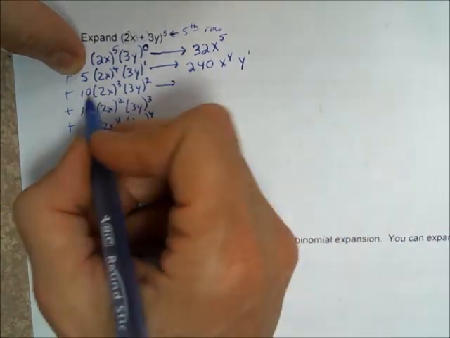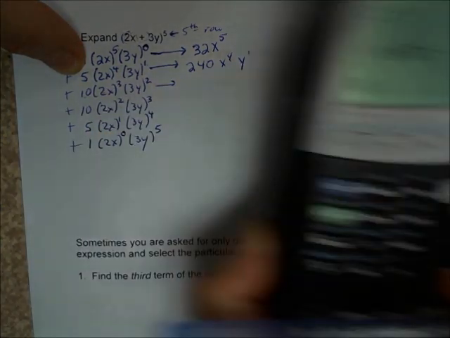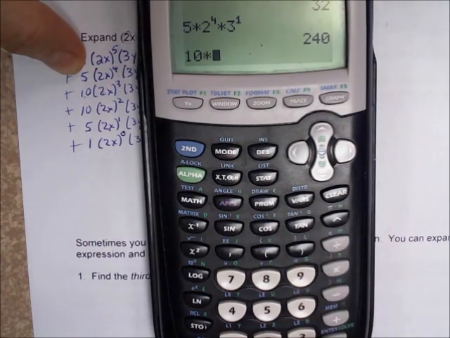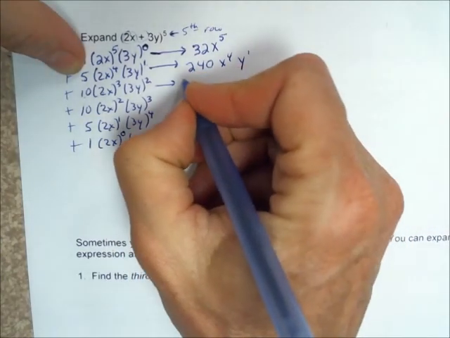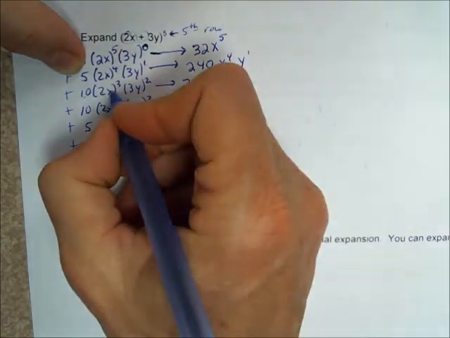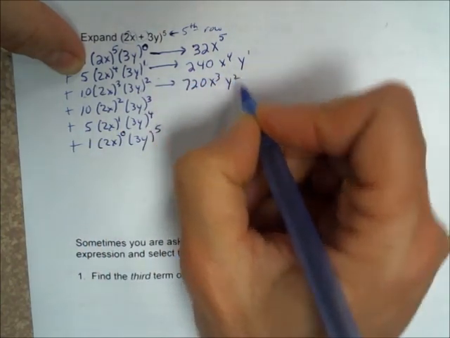The next term is 10 times 2 to the 3rd times 3 to the 2nd. So 10 times 2 to the 3rd times 3 squared will give you 720. So that's the numerical part, 720. And now we have an x to the 3rd and a y to the 2nd.